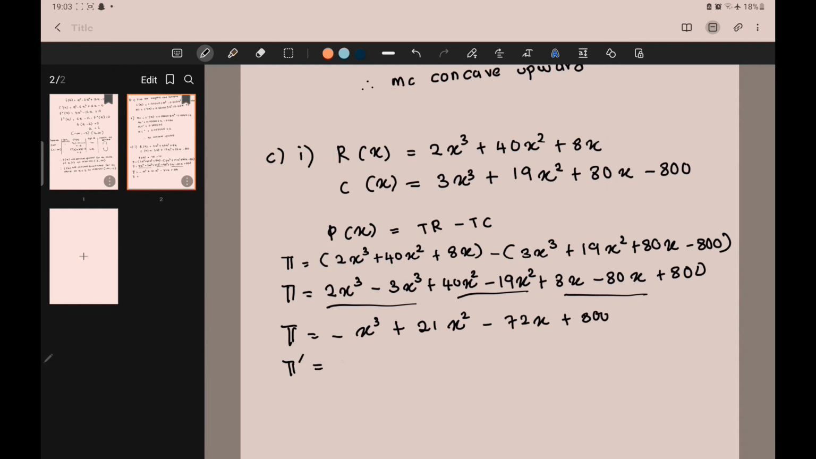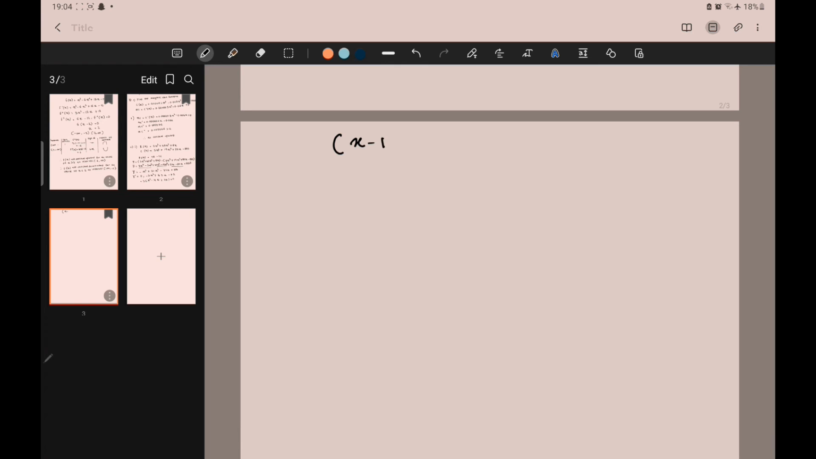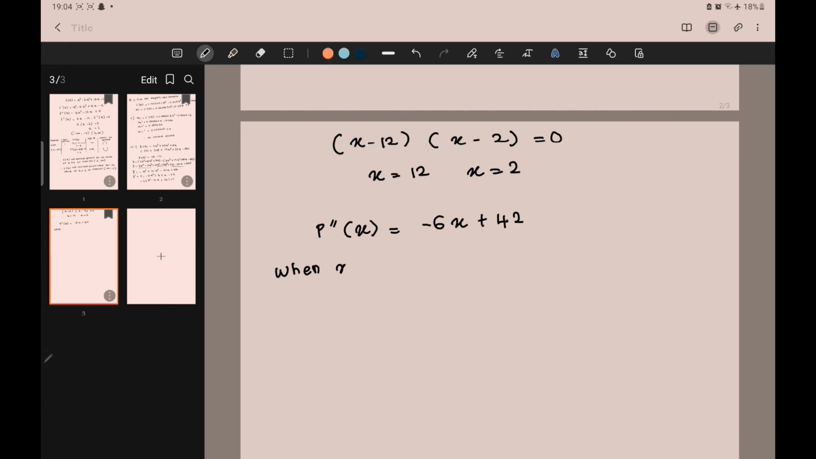After that, we use the first derivative to get the value of x. We set it equal to 0, and we get x equal to 12 and x equal to 2. To prove the correct answer, we use the second derivative and get negative 6x plus 42. After that, we substitute the value of x into the function.